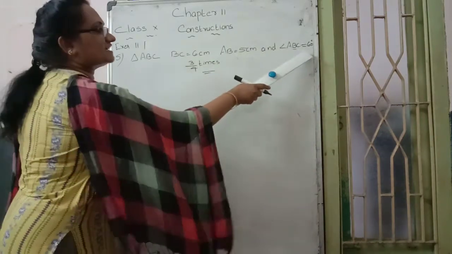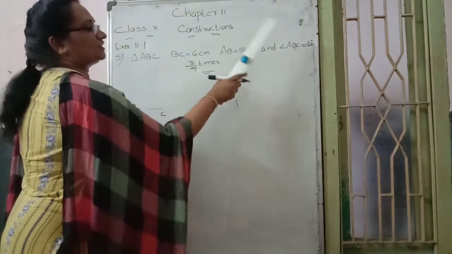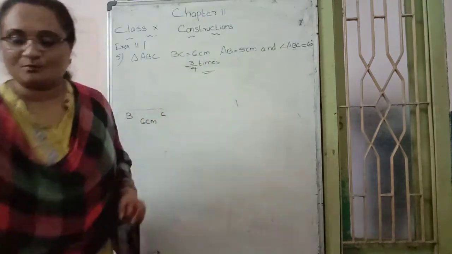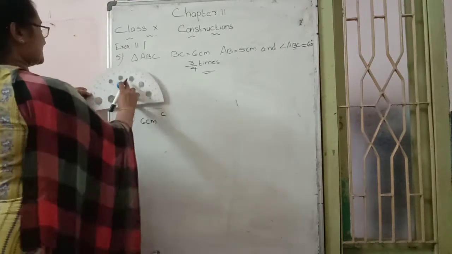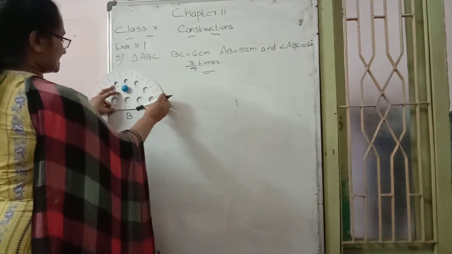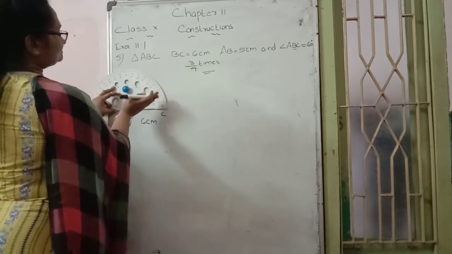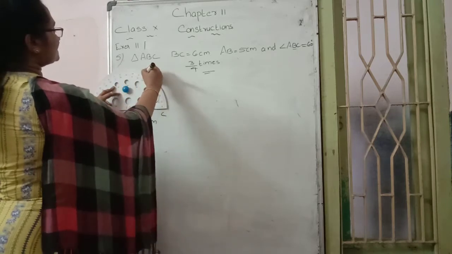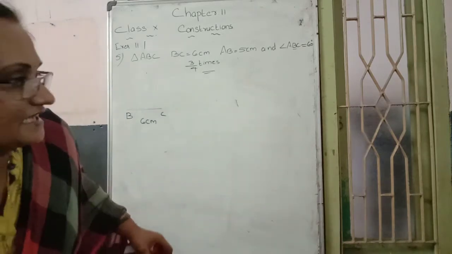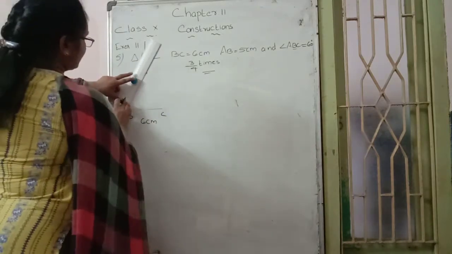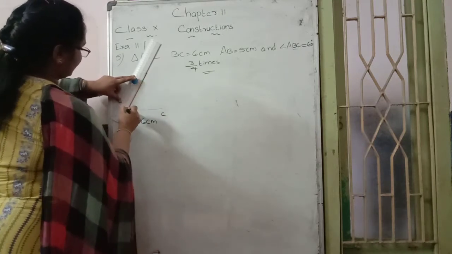So the next measurement we take is the angle measurement. How much is the angle they gave? 60 degrees. At which vertex do we keep the protractor? At angle B. So we take the protractor and place it at B, with the baseline and center point aligned. Taking the reading 60 degrees from the right side, inside scale, we construct the 60 degrees. That point is joined with a straight line.